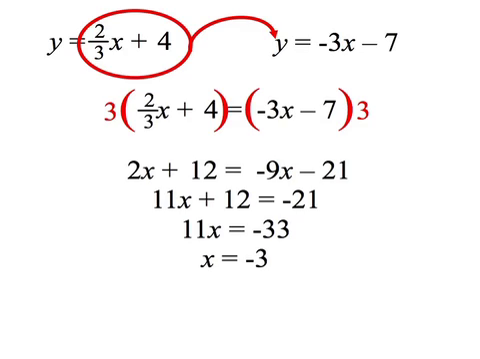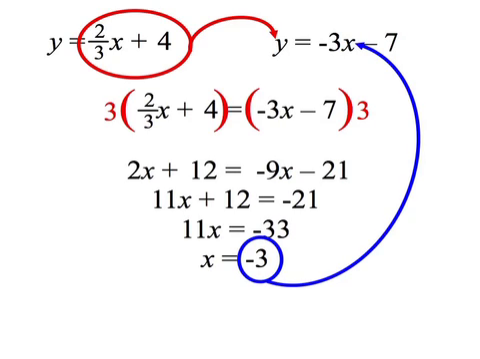We now know what x is. x is negative 3. And now we're going to substitute again. We take that negative 3 and we substitute it for x in either one of the equations. I chose the equation on the top right. And then I'll rewrite that down at the bottom in blue with the negative 3 already substituted for x.